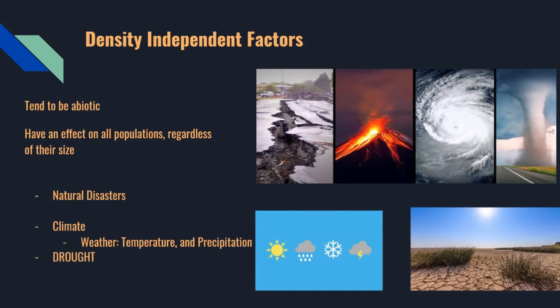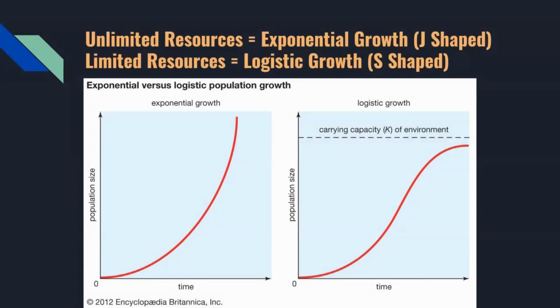A very key example of this is droughts. When there is a limited supply of water, it will affect the entire population. Now, to bring it back to our growth models, when there are unlimited resources, a population will be able to grow exponentially or in a J shape, to help you remember. If there's limited resources, we will have the logistic growth model, which is more of an S shape.